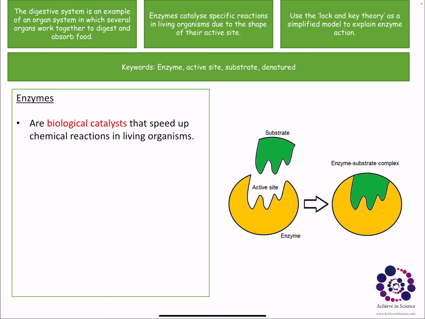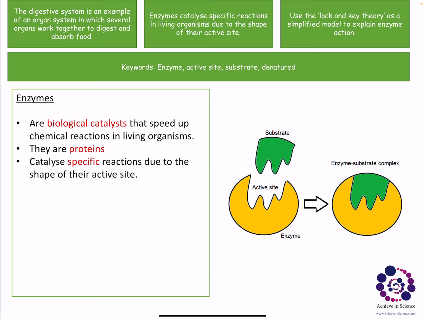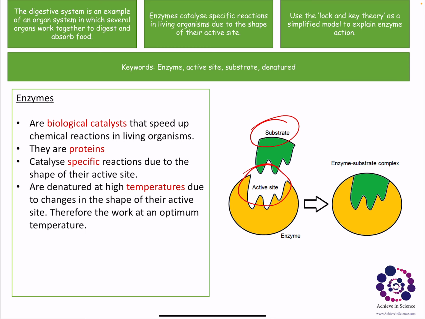So, it's a biological catalyst that speeds up the chemical reaction in a living organism. Enzymes are protein molecules. They catalyze specific reactions due to their active site. Okay, they will have a unique active site that only certain substrates can fit into. They are denatured at high temperature, so the active site changes at a high temperature, which means the substrate can no longer fit into the active site.